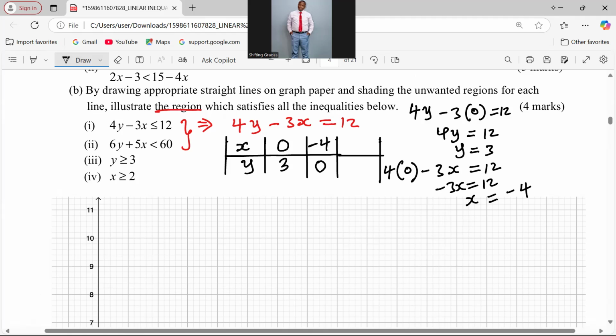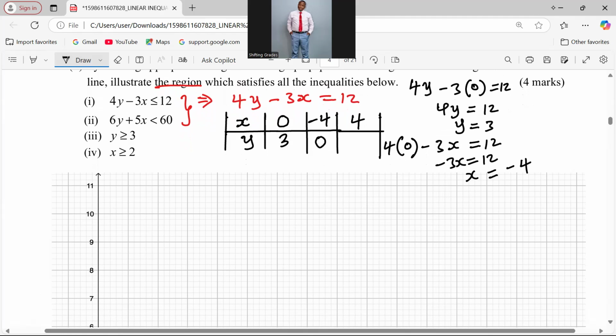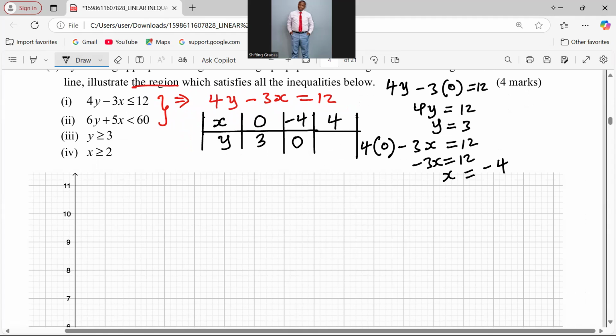For example, when the value of x is 4, what are we going to have as y? It will be 4y minus 3 into 4 equals 12. So 4y minus 12 equals 12. We see 4y equals 24 now, so the value of y becomes 6.